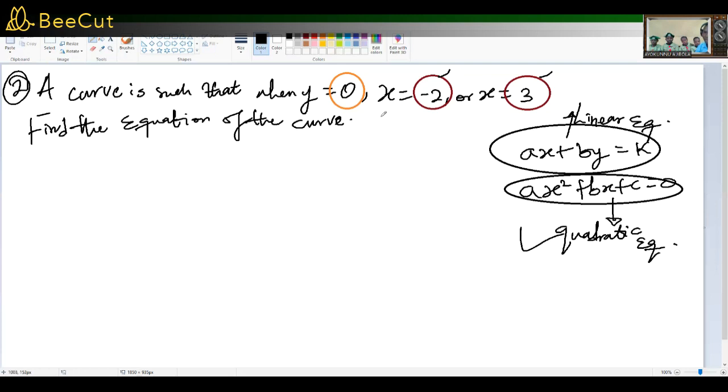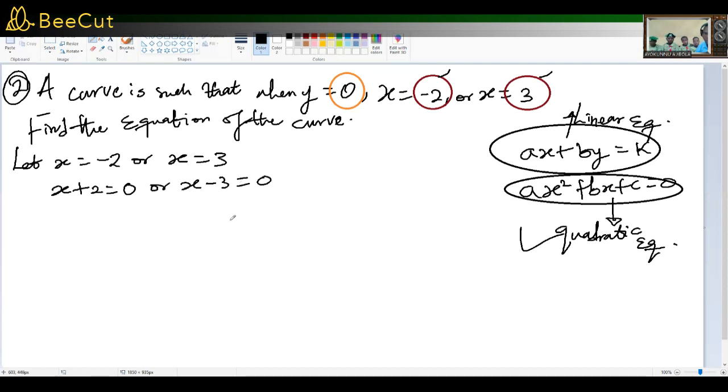So how to find it? Just say let x equal to what we are given. Let x equal to -2 or x equal to 3. Then if x equals -2, if I take -2 to meet x, what will it become? Plus 2, yes or no? And what will remain outside? 0. So x plus 2 equals 0, or x minus 3 equals 0.